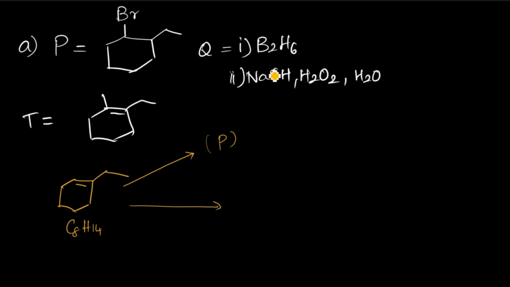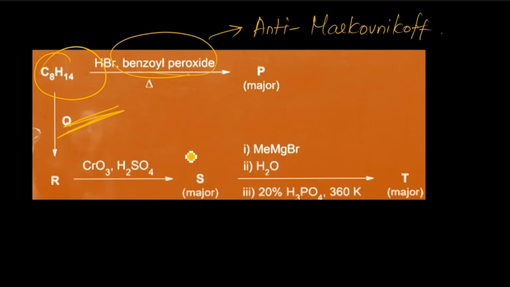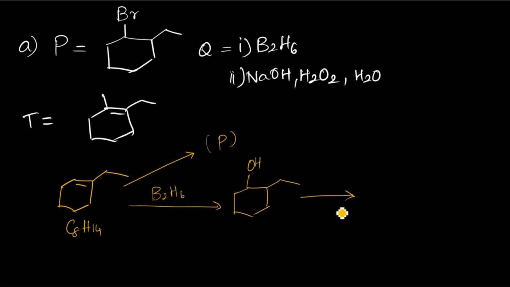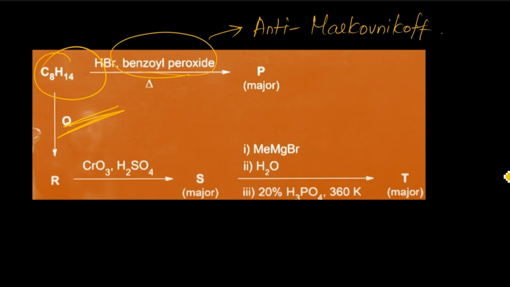And at the same time, in the presence of Q, Q here is B2H6 and NaOH H2O2, which is again following anti-Markovnikov. Right? Hydroboration, anti-Markovnikov. So which will give you OH addition. Again OH here. Right? Ethyl group is there. Then it will form R. R reacts with chromic oxide. Chromic oxide oxidizes the alcohol; this is a secondary alcohol, so which will form ketone. Right? Then S is formed with methyl magnesium bromide, and then another reagent is there, 20% H3PO4, which is a dehydrating agent.